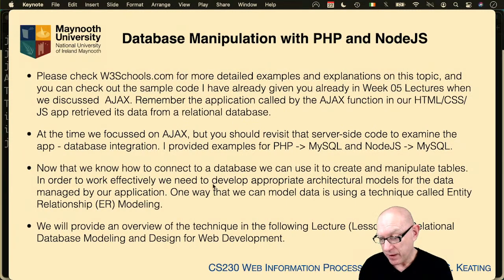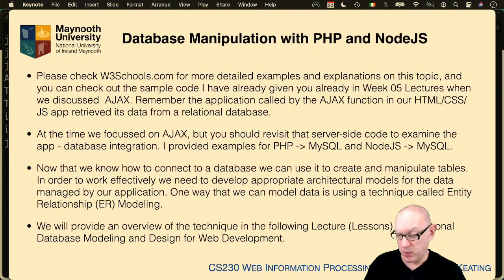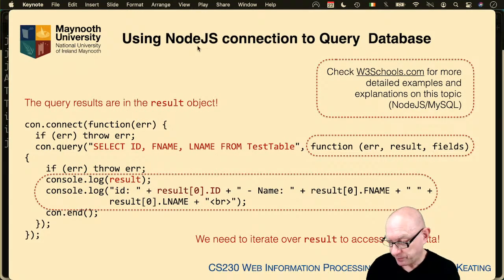Once we know how to connect to a database, we can use it to create and manipulate tables. We have to develop appropriate architectural models for the data that's managed, and one way we can model data is using entity relationship modeling. You should have done this in your database course, and we don't forget this stuff. ER modeling is really important. I'll give a small review of how to model databases as well, just so that you're up to speed fairly quickly.